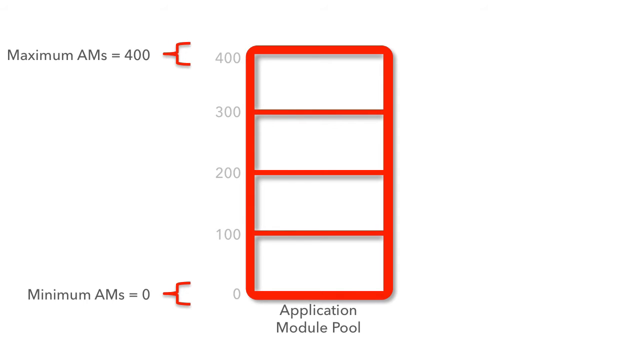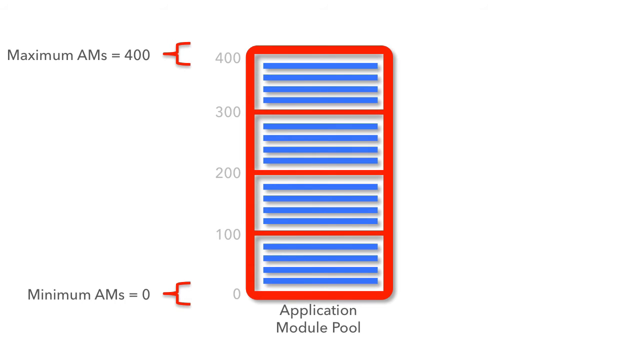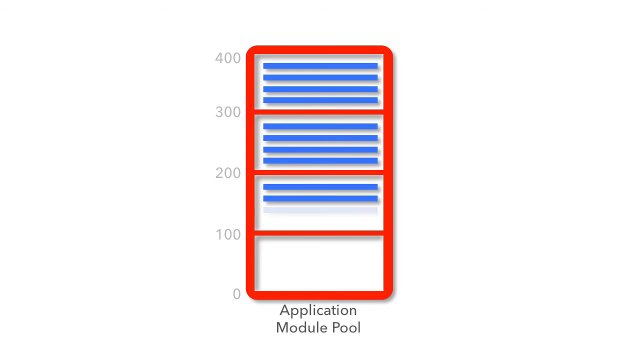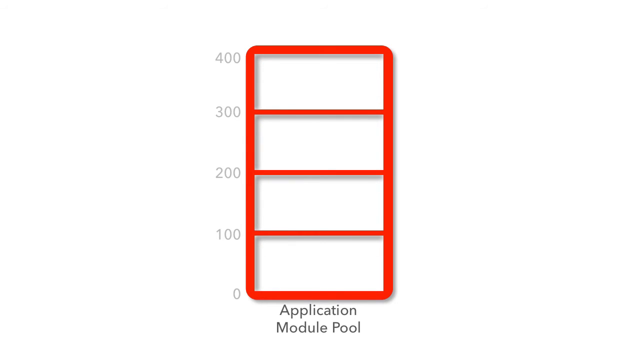So, at minimum, the pool can contain 0 instantiated AMs all the way up to 400, and all the way back to 0, depending on the number of active sessions requiring application modules at this time.